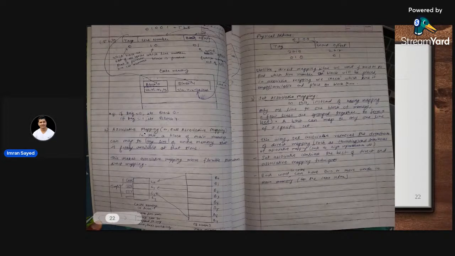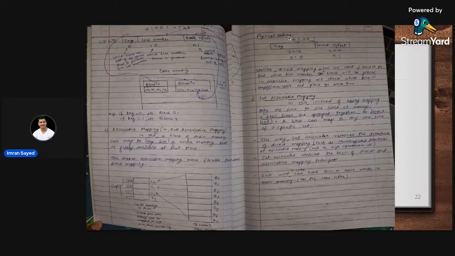Then we have associative mapping. So in associative mapping, basically any block in the main memory can be mapped to any line in the cache memory depending on the availability. So it is not mapped to a specific line, it can be mapped to any line. That's the difference between direct mapping and associative mapping. So this makes the associative mapping more flexible than the direct mapping.